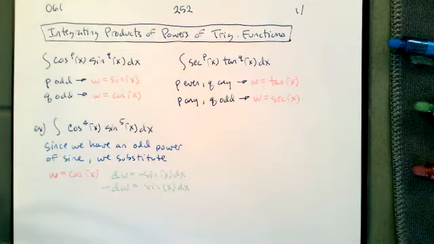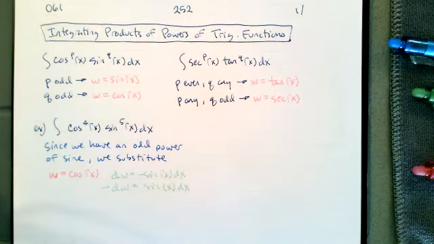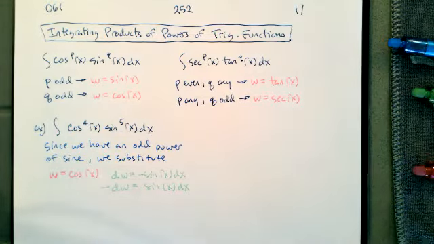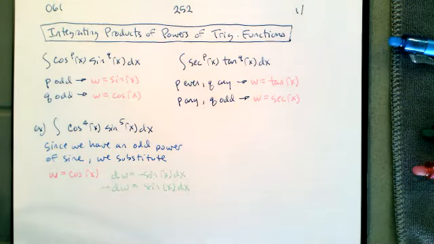So this is why the odd one is where we get our dw. The odd one is where we get our dw. That'll leave 4 sines behind when I set one of them aside to be the dw, and I can convert the rest of the sines to cosines.